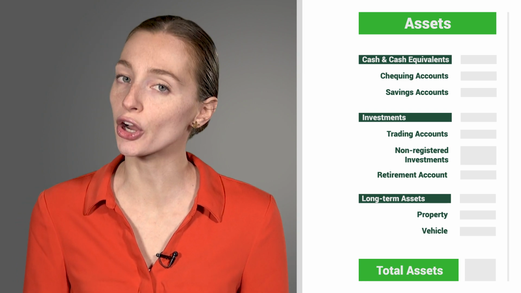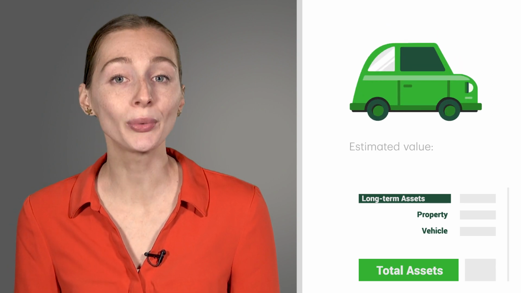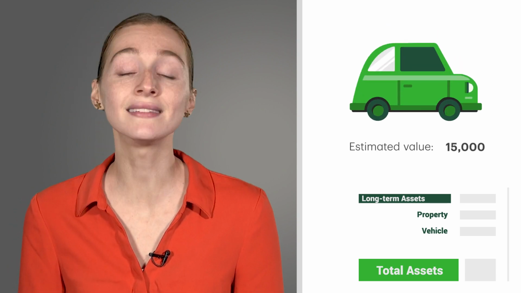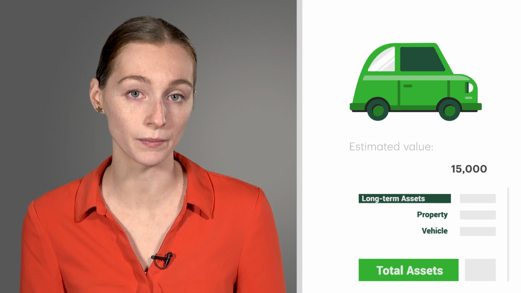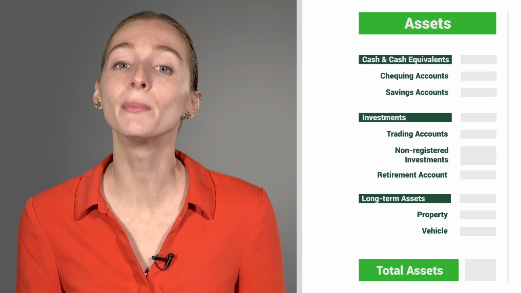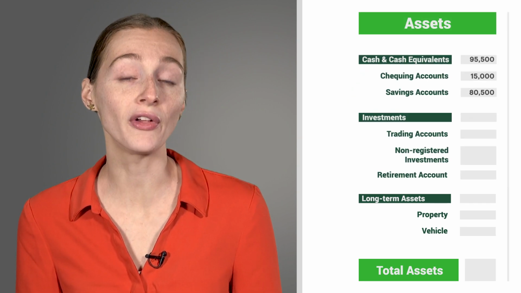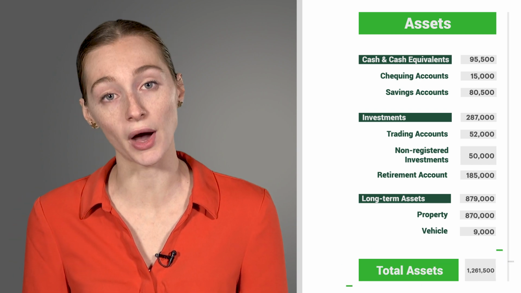Try to indicate the current fair market value of these types of assets. For example, if you've owned a car for several years, write its estimated current value, since it has likely depreciated over time. The numbers you enter do not have to be 100% accurate, but they should give you a good estimate of the value of your assets. Once you fill out this information, total it at the bottom.